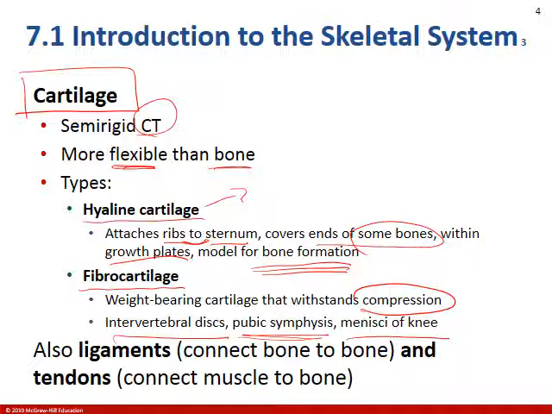Fibrocartilage, more compression related. So areas where you have a lot of force coming down. So the meniscus between your femur and your tibia, your pubic symphysis when your two hip bones or os coxa come together, and then when your vertebrae are moving, expanding and contracting a little bit, the intervertebral discs are there to help. Remember, we also have ligaments and we also have tendons. So ligaments, bone to bone, tendons, bones to muscles.